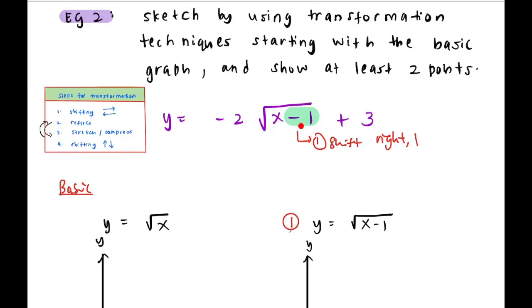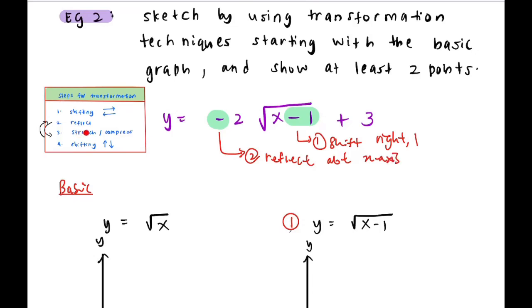So we're finished doing the first transformation here. Second, let's check, do you have any reflection? Do you have minus inside or minus outside? You can see here that you have minus outside, meaning that this is the second transformation. Since this is minus outside, you know this is a reflection about your x-axis.